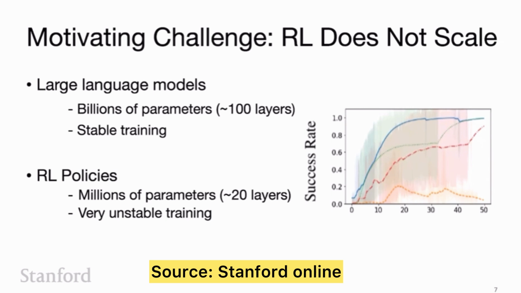I have a question. Can I ask a question real quick? Yes. Thank you. What I'm curious to know is what is the cause for why RL typically has several orders of magnitude fewer parameters? That's a great question.